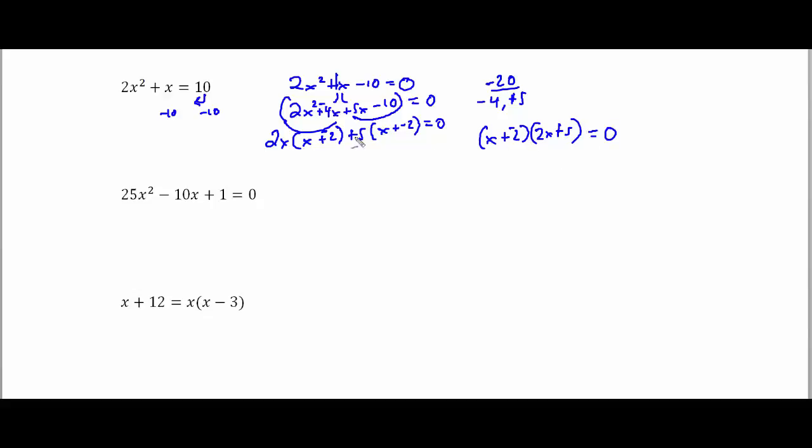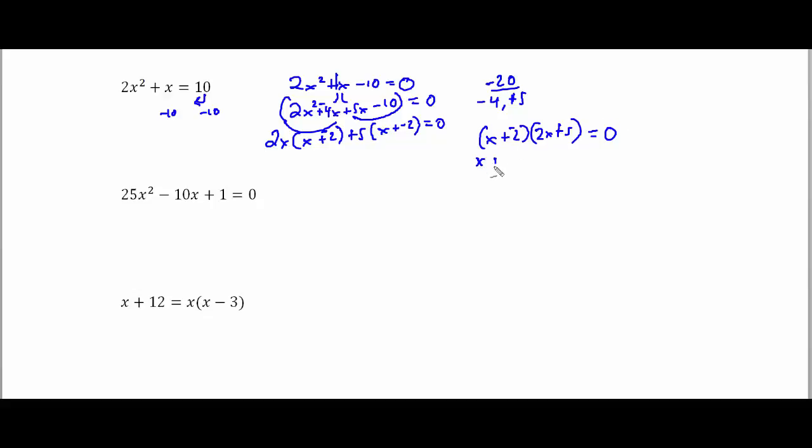I can FOIL this and show you it gets back up to this form, but really there are other videos available on my YouTube channel where you can see these tricky trinomials factored out in completion. So what I'm going to do here is some solving for x.